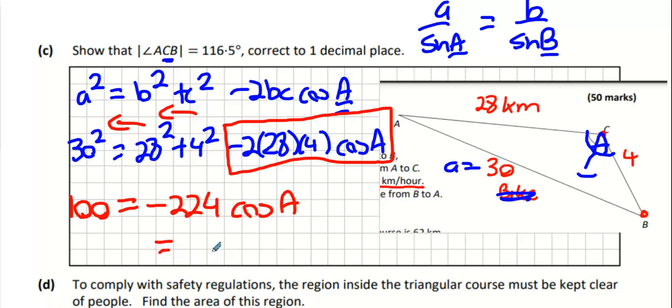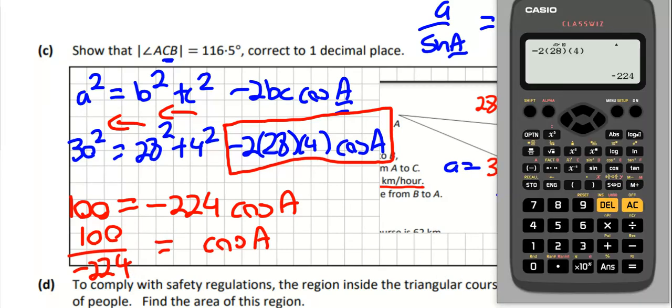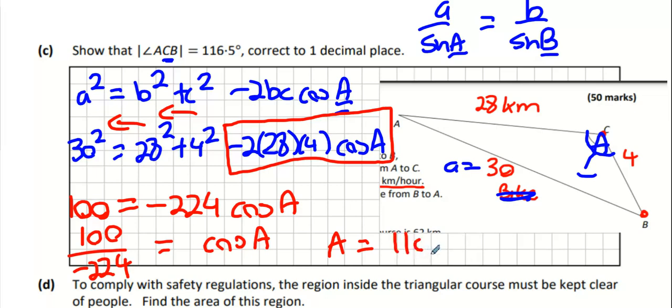Now here's the next part. Cos A is going to be 100 divided by minus 224. So we're going to cos inverse that to find our angle. So shift cos inverse 100 divided by minus 224. This seems to be a nice little question. 116.5. And there we go. Happy days.